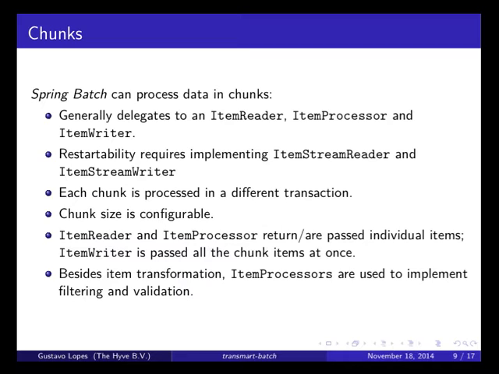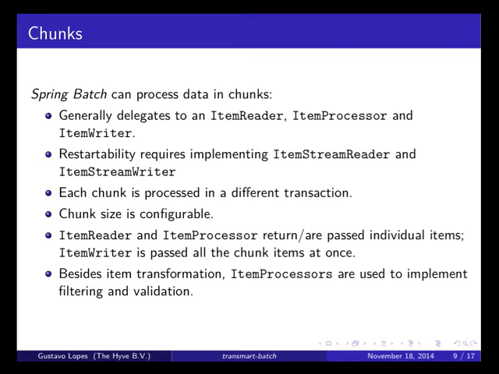Okay. Chunk processing is a big part of Spring Batch. A chunk is basically just a collection of items that are grouped together according to some policy. Generally, the policy is simply a fixed size, but you can implement whatever you want. Chunk-oriented tasklets generally delegate to 3 different types of objects: the item reader, item processor, and item writer. So the item reader reads one single item, the item processor processes one item at a time, and the item writer then writes the whole chunk, so more than one item in general.